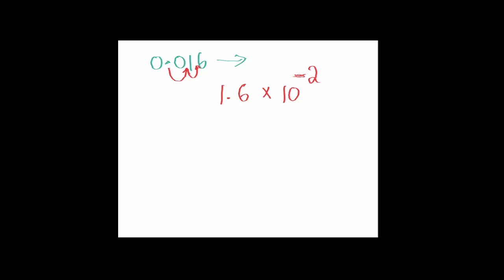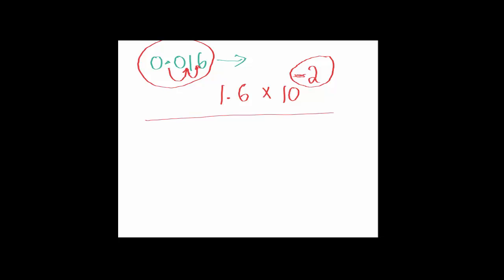It's a rule of thumb that whenever you see a number less than 1, you're going to end up with a negative power of 10. Whenever a number is greater than 1, the power of 10 is always positive. So again, remember that. When you move it right, you need to go down. When you move it left, you need to go up.